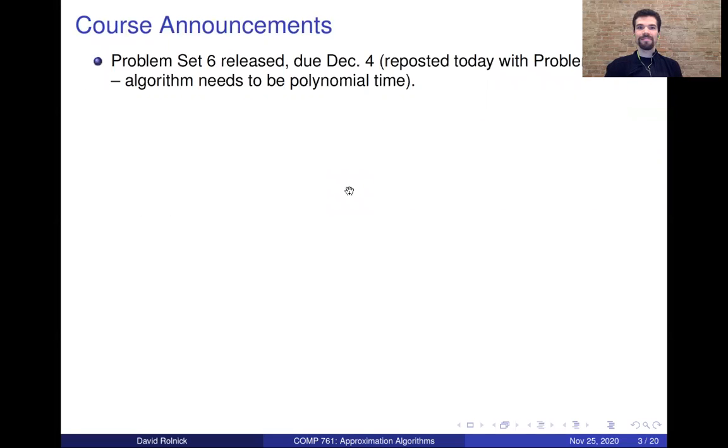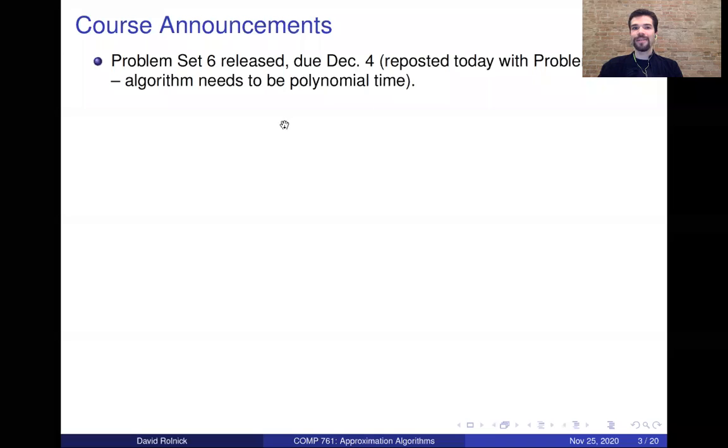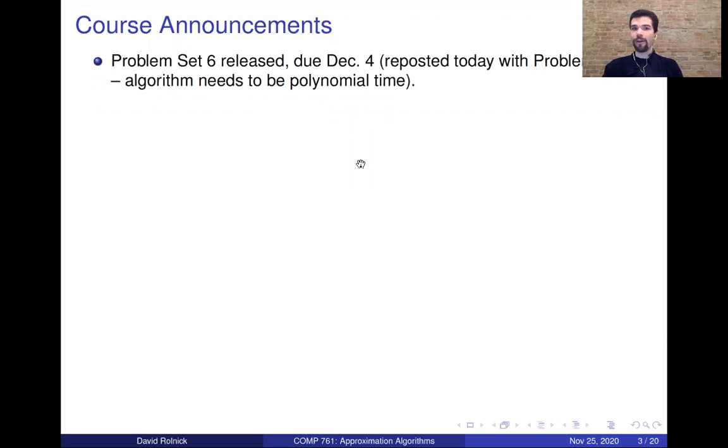Course announcements. Problem set 6, the final problem set, is out on Slack, and I'll be putting it in my courses. It is due December 4th. I reposted it today because I realized, thank you, Ivan, that there was a typo in problem 5. You should be finding a polynomial time algorithm.